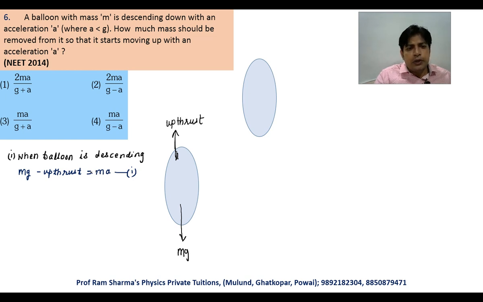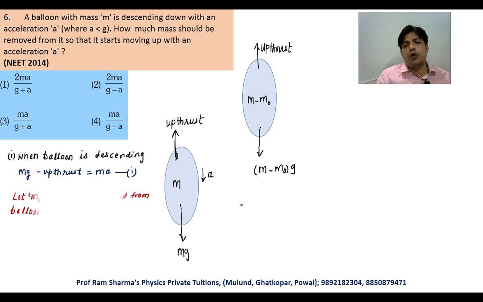Now because the balloon is descending, that is, the acceleration is in the downward direction, it is a matter of common sense that the downward force is more than the upward force. So the unbalanced force is mg minus upthrust, and that's equal to ma. In the second scenario, because you have removed the mass, let the mass removed be m naught. So if I remove m naught, what is the mass left inside? The mass left inside will be m minus m naught. Once again the forces are the same: the upward force is the upthrust, and this time the downward force will be a bit less, that is m minus m naught into g.